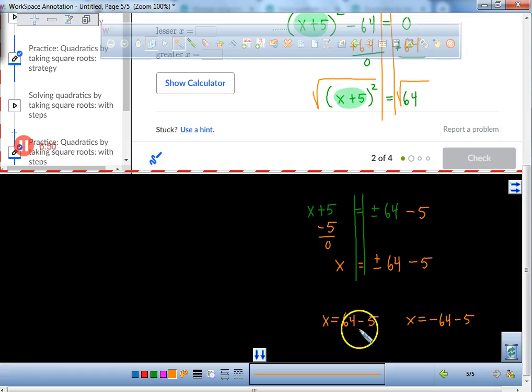All right, so right now, we just subtract these. When we subtract these, what do we get? 59. And what do we get here? Negative what?